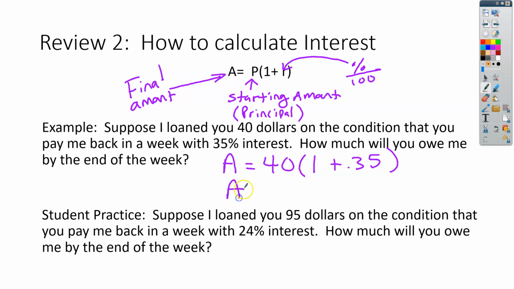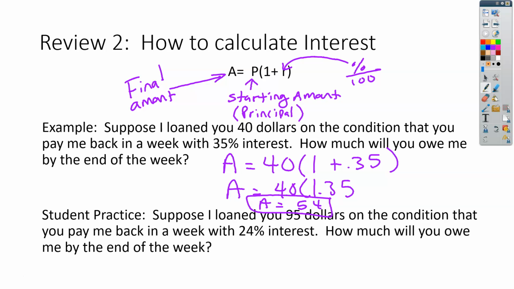And then after that, we're just going to use a calculator. So here we go. 40 times 1.35. So if I loaned you guys $40 and I said, just pay me back in a week, but give me 35% interest, then what you would have to pay back to me is $54. So that's the fee I charged you for loaning you money.